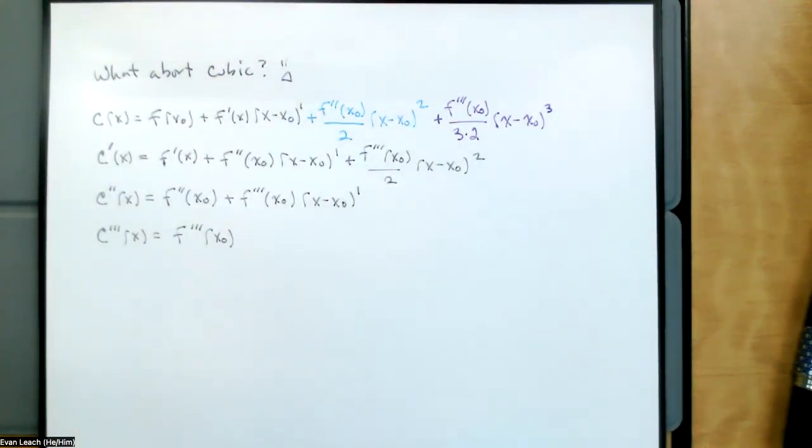Remember in the previous ones, every time we plug in x naught, everything but the constant term has a factor of 0 in it. It's just left with the constant term. Any questions?